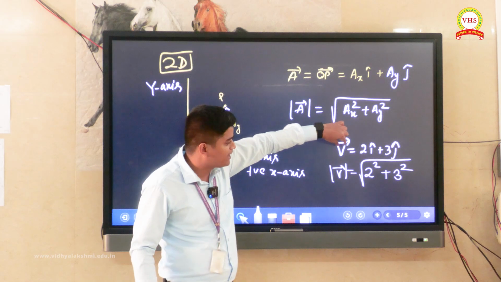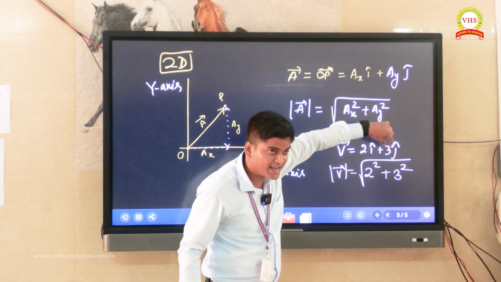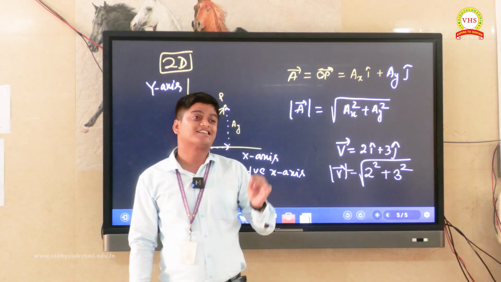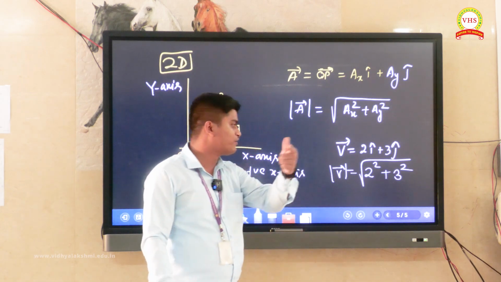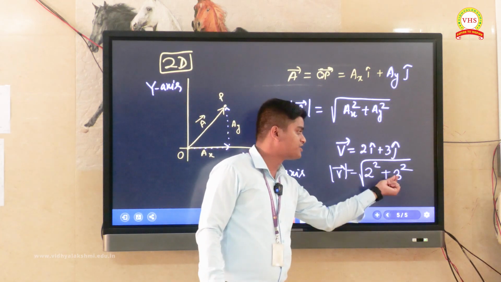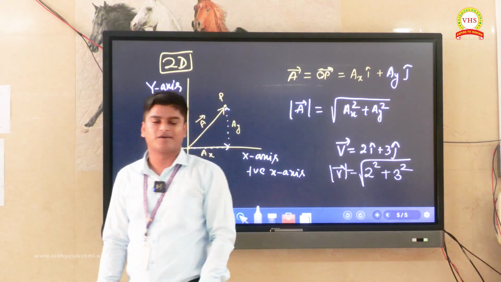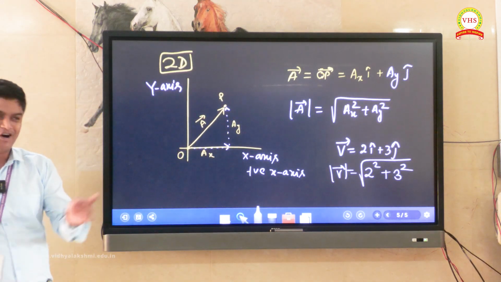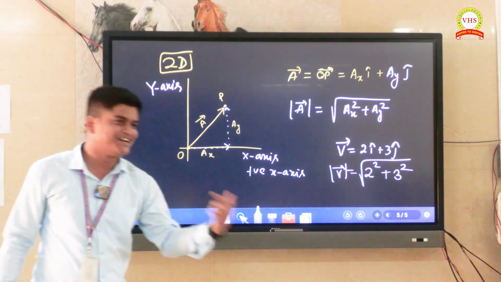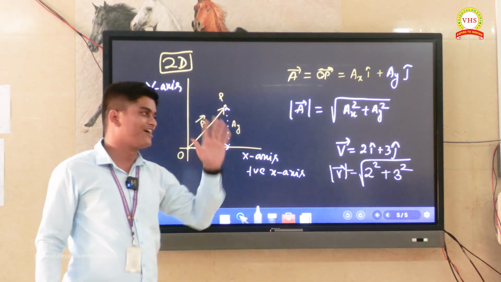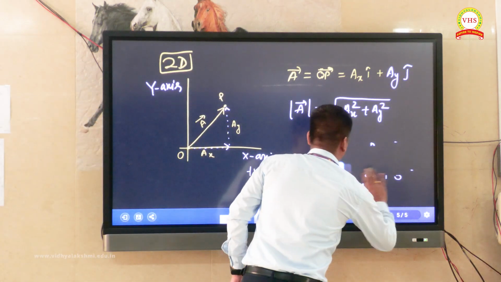Now one velocity vector is given like this, right? Now what are they asking? They are asking to find the speed. So immediately you can tell root under 2 square plus 3 square. Clear or not? Yes. Just now we studied maths, then immediately it converted to physics. Okay.